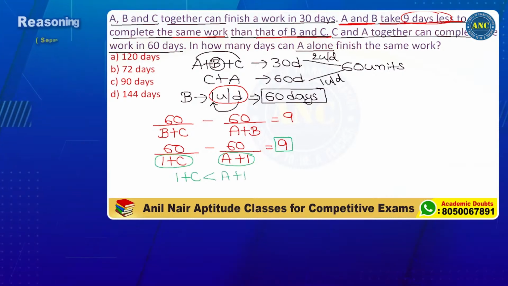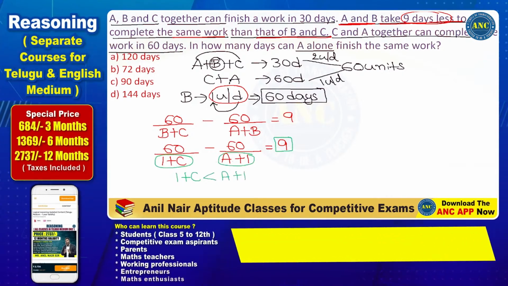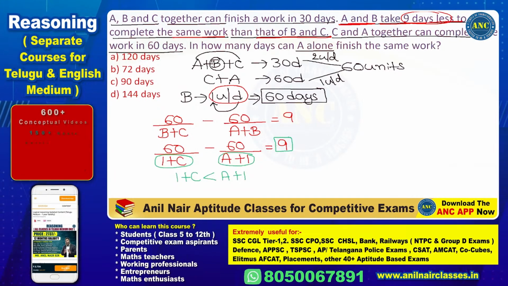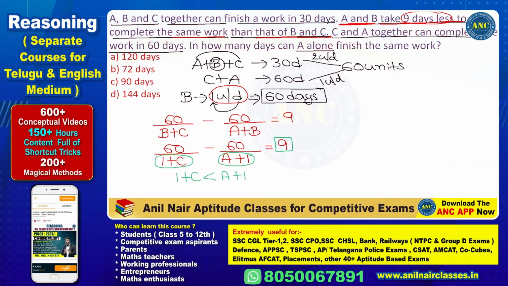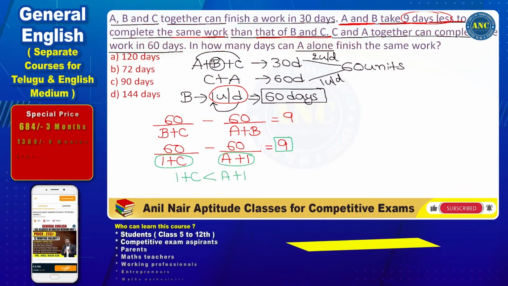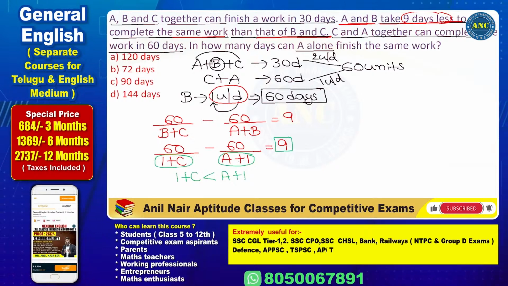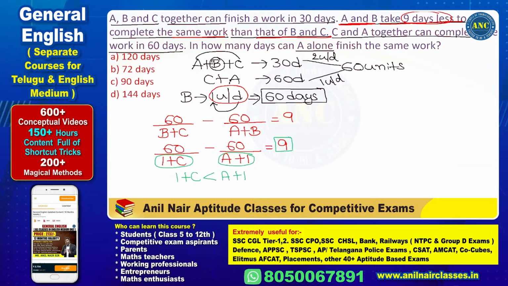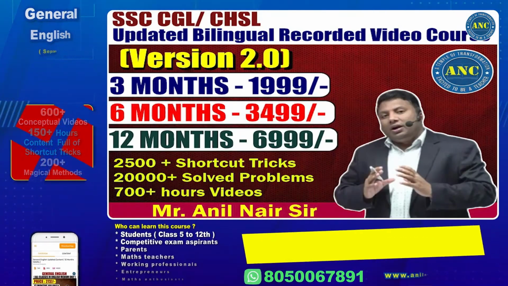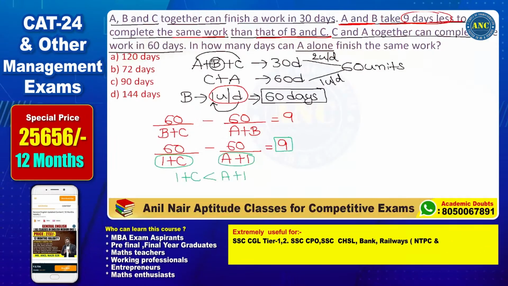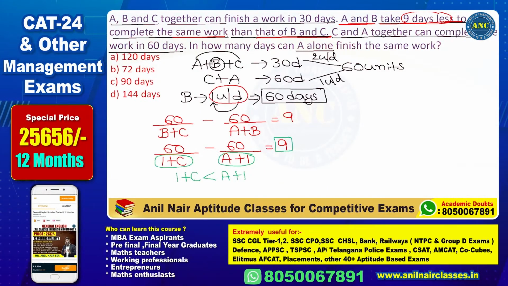Suppose if this 1 plus C becomes greater than 1 plus A, then if you subtract, you will get a negative value. You can check it out. Put some value for 1 plus C, for example something like 20, and put some value for 1 plus A, for example something like 30, and you can check it out. Definitely you will get a positive number, right? That means in simple language, if I want to get a positive number on the right hand side, 1 plus C should be less than 1 plus A.